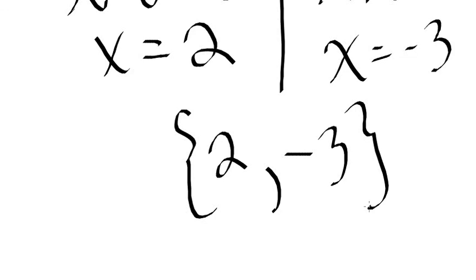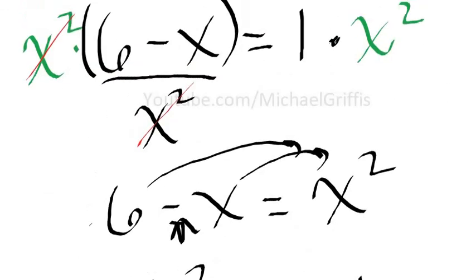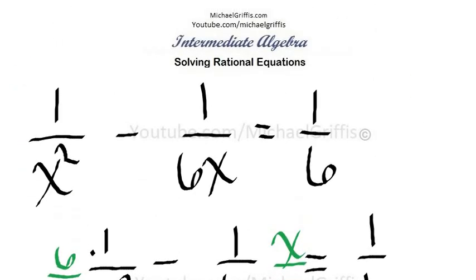Alright, what you'll want to do is check your work. And you simply do that by plugging 2 and negative 3 back into our original equation. Plugging 2 in here, and this left-hand side should equal 1/6. And then plugging negative 3 in, and the same is also true. So I'll let you do that.